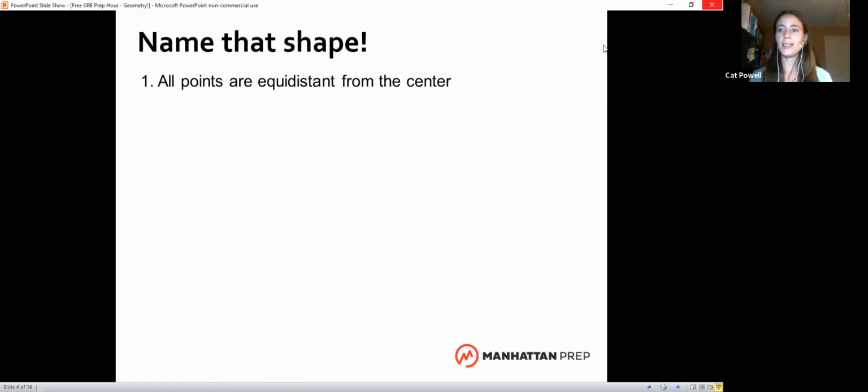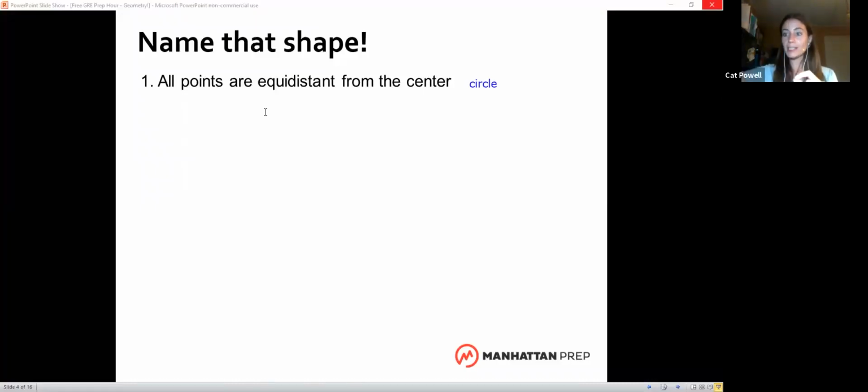All points are equidistant from the center. What kind of shape do we have here? Yay, awesome. We got it. This is a circle. Cool, we have a center of the circle, and then we have a radius that goes to the edge, and that radius is the same all the way around.